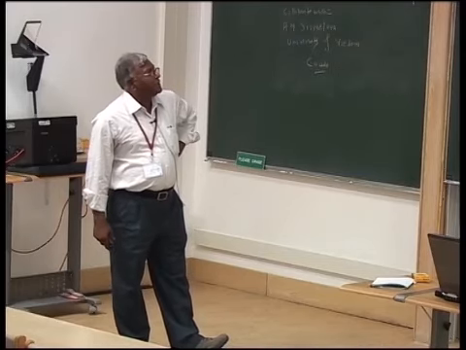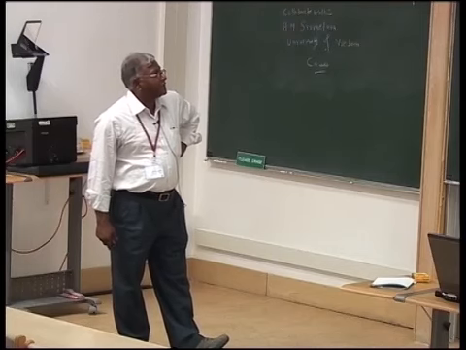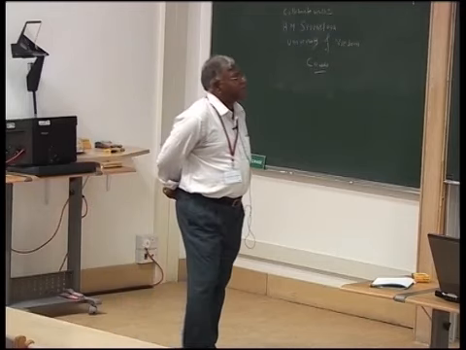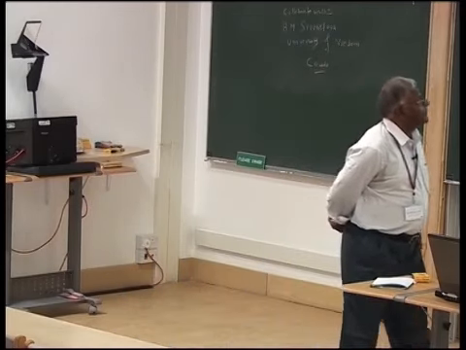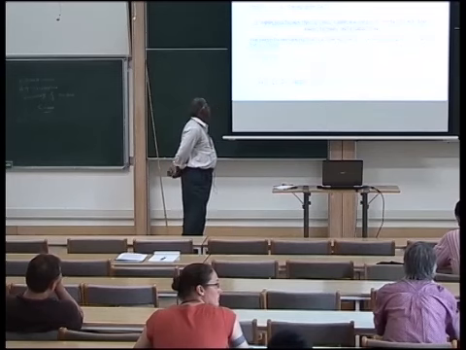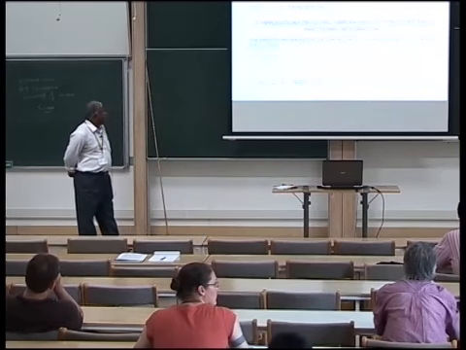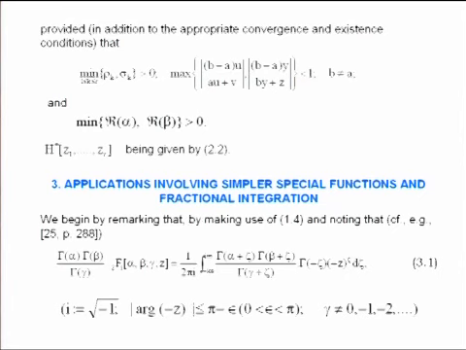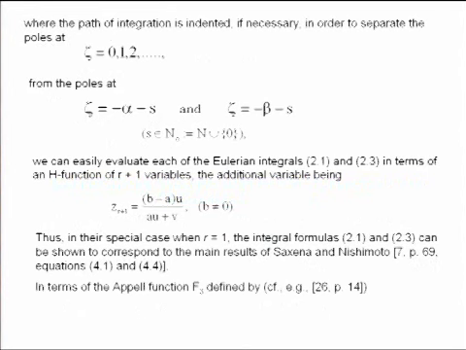3.1. Gamma(alpha) Gamma(beta) over Gamma(gamma) 2F1 is equal to 1 over 2 pi i, the integral from minus i infinity to i infinity of Gamma(alpha plus zeta) Gamma(beta plus zeta) Gamma(gamma plus zeta) Gamma(minus zeta) (minus z)^zeta d zeta, and conditions are i equal to root minus 1 and mod argument of minus z less than or equal to pi minus epsilon, 0 less than epsilon less than pi, and gamma not equal to 0, minus 1, minus 2, and so on, where the path of integration is indented if necessary in order to separate the poles zeta equal to 0, 1, 2, and so on from the poles zeta equal to minus alpha minus n and zeta equal to minus beta minus n, n belonging to the natural numbers.